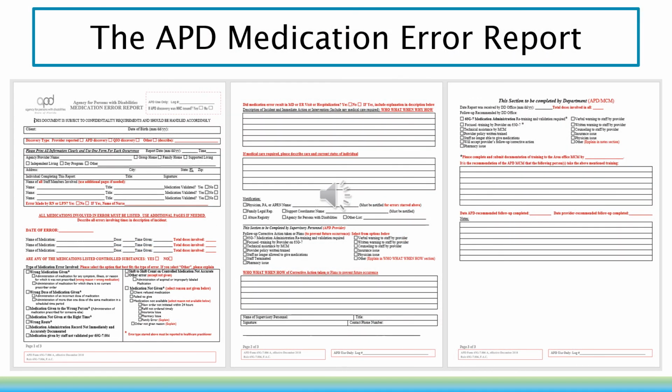Here is an example medication error report. Please look at it and review it carefully here. This copy of the medication error report, you'll notice, is 3 pages long. The third page is for APD use. You will be looking at this piece by piece as your instructor for this course will review this with you.